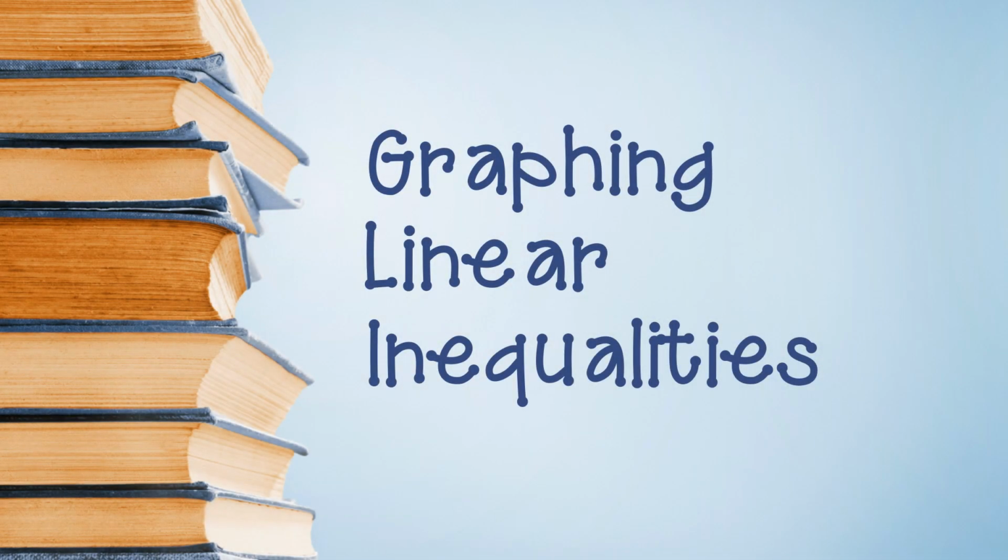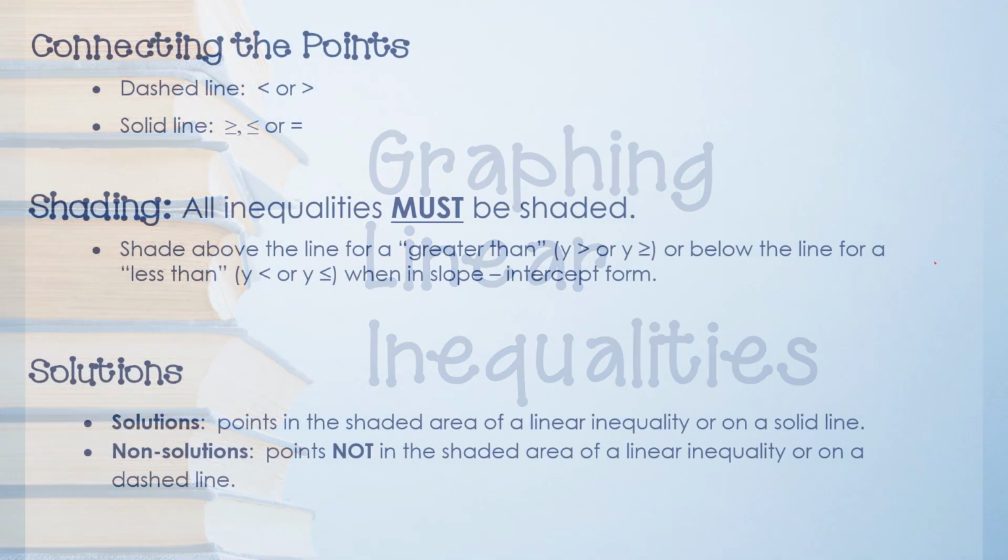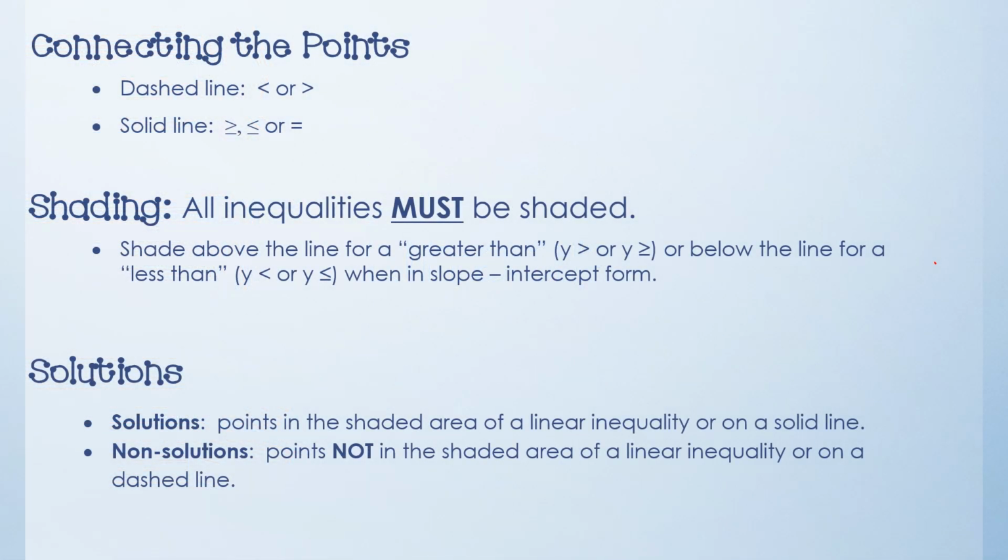This video is going to walk you through how to graph linear inequalities. There's a big difference between graphing linear equations, which is what we did in Unit 1, and graphing linear inequalities. The two biggest differences are, one, in how we connect the points. If the inequality is just a greater than symbol or a less than symbol, it's going to be a dashed line, which is going to look like this on a graph.